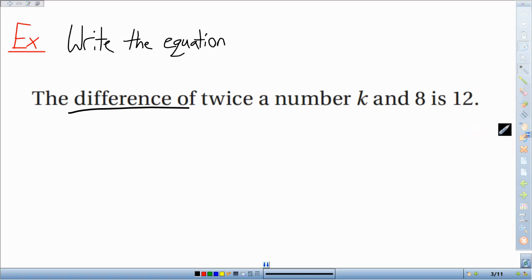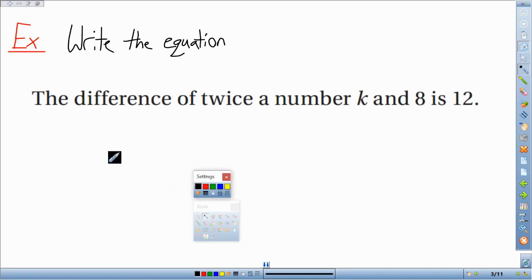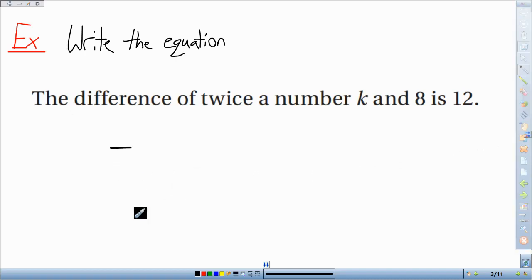We're subtracting those numbers, so I know I'm using a subtraction symbol. I'm going to go ahead and write it. So what am I subtracting? Well, I'm finding the difference between twice a number k. If I have a number k, and they're saying twice the number k, that means 2 times k, 2k. So the difference between that and 8 is 12. "Is" is another way of representing the word equals, right? So the difference between those two things equals 12.